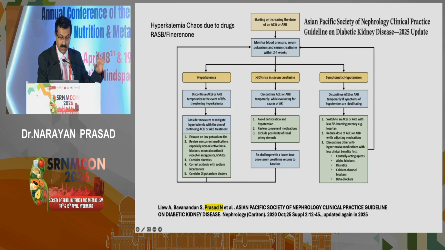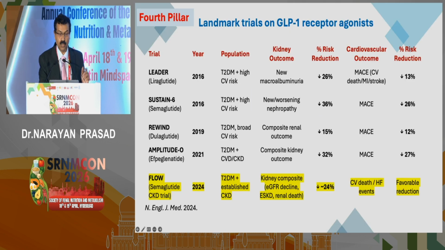Hyperkalemia chaos always comes to the mind of the nephrologist, but my suggestion is always this. If the patient is in the early phases, we should not stop any of the drugs abruptly. We should evaluate, stop temporarily, come back again, see whether the factors causing hyperkalemia are treatable, and we should reintroduce these drugs, particularly the RAS blockers and mineralocorticoid receptor antagonist. Fourth pillar, GLP-1 receptor agonist.